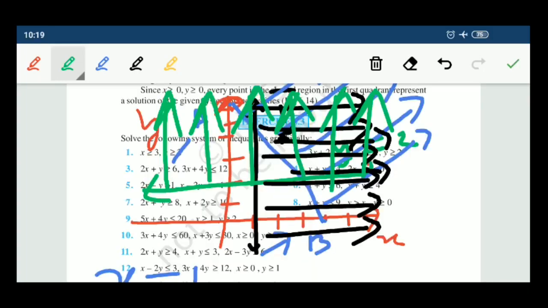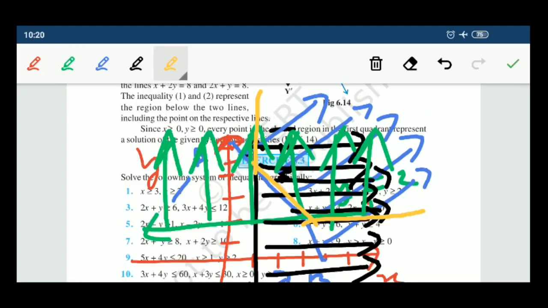The solution of the line y equals 2 is above the green line. Above the green line. So therefore the common shaded portion is the required solution region of the given system of inequalities. I have drawn this common portion with the yellow lines.